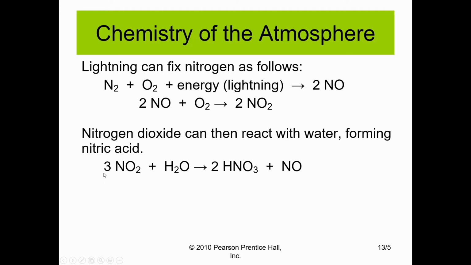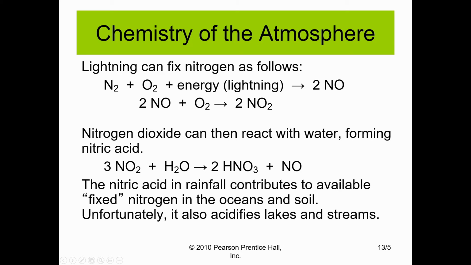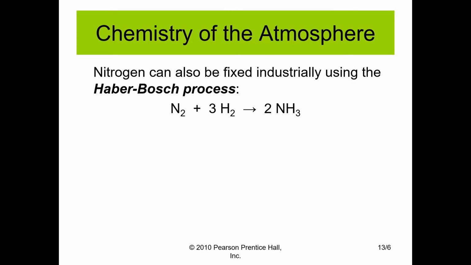Three molecules of nitrogen dioxide react with one molecule of water to form two molecules of nitric acid and one molecule of nitrogen monoxide. This can lead to the nitrogen in the atmosphere reacting to form acid anhydrides, which can form acids in the atmosphere. These acids can contribute to acid rain and slowly acidify the oceans and soil. It also acidifies the lakes and streams.